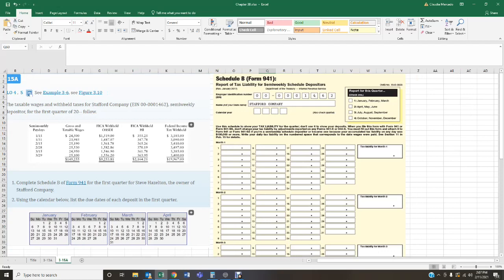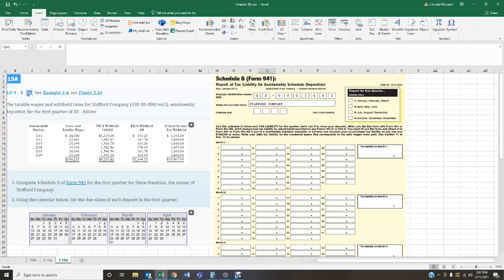Now, this is what Schedule B looks like. We have the employer identification number that goes on top, the name of the company, which is Stafford Company, and then, of course, the calendar year. So here you would have to enter the calendar year.